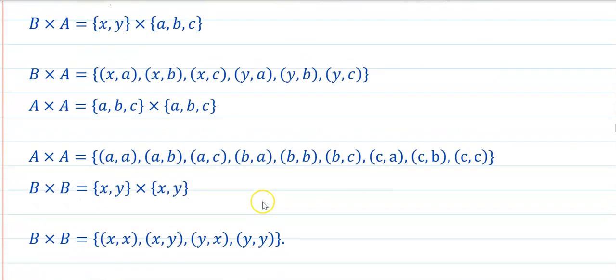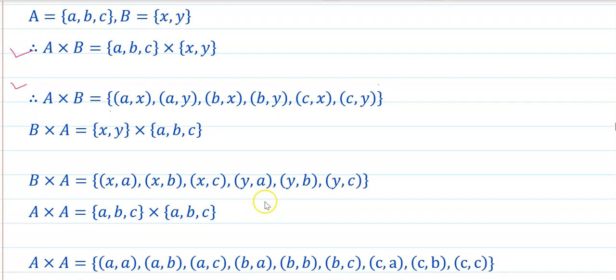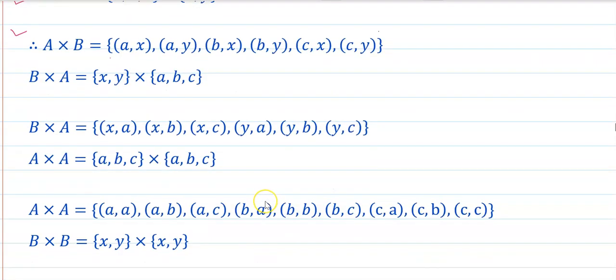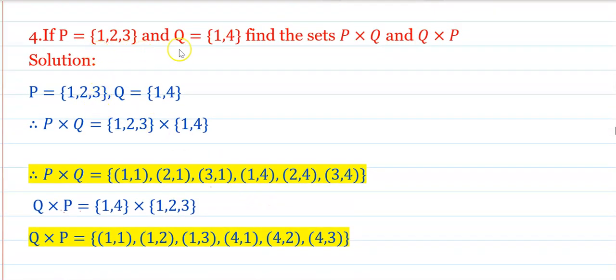Now the next is, you can see this. Question number 4. If P is {1, 2, 3}, Q is {1, 4}, find the sets P cross Q and Q cross P. P is {1, 2, 3}, Q is {1, 4}. P cross Q is {1, 2, 3} cross {1, 4}: (1, 1), (1, 4), (2, 1), (2, 4), (3, 1), (3, 4). Okay. Q cross P, {1, 4} cross {1, 2, 3}: (1, 1), (1, 2), (1, 3), (4, 1), (4, 2), (4, 3). In this way. This is the Q cross P.